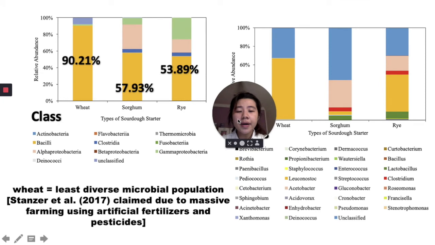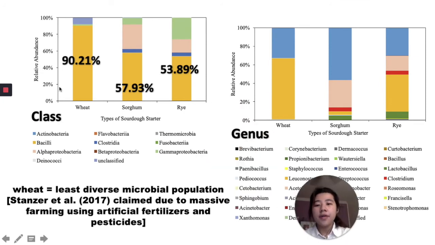Then for the microbial populations, this is the graph at class level, and this is the graph at genus level. Wheat has the least microbial population. As you can see, at genus level there are only 2 distinctive genera, and at class level there are only 3 distinctive classes. The highest abundance in wheat, sorghum, and rye are all under the class of Bacilli, which lactic acid bacteria belong to. The highest abundance will be in the wheat, which is around 90.21.